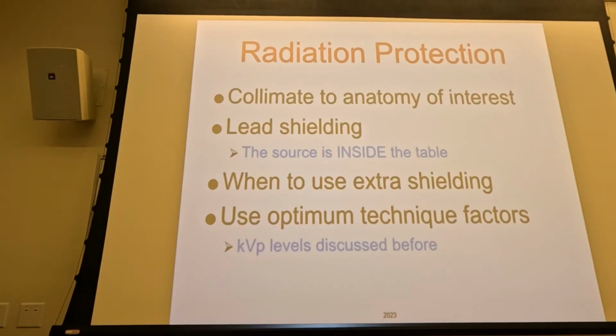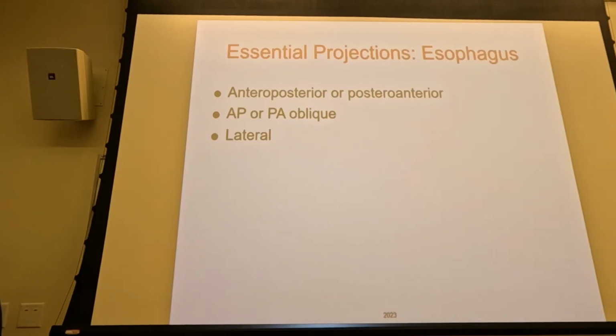Radiation protection: collimation, lead shielding. Now it's controversial, so I'll just leave it at that. When to use extra shielding: anytime you're doing lateral views, it's not really shielding for the patient. This is just to clean up your image. If you're doing laterals, you might want to put that lead apron behind the patient to block some of the scatter radiation from hitting your image receptor, right? Just like on a lateral T-spine or L-spine. Okay, so for optimum technique, KVP being the main thing, we want to use high KVP to limit the exposure to the patient and penetrate the barium.